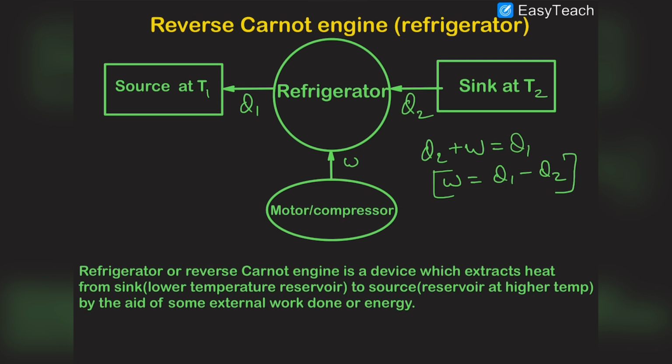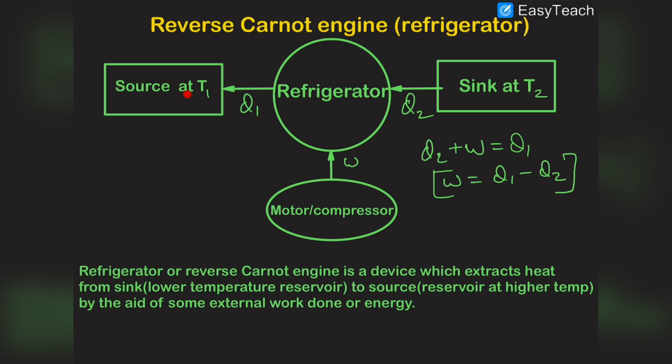Okay, so we can see that if Q2 is the amount of heat which is extracted from the sink and W is the work required for that extraction, then the total amount of heat which is discarded to the source is Q1. Then Q1 will be equal to obviously Q2 plus W, and W will be equal to Q1 minus Q2. So this refrigerator extracts the heat from the lower temperature, which is called the sink, and gives that heat to the source which is at higher temperature.